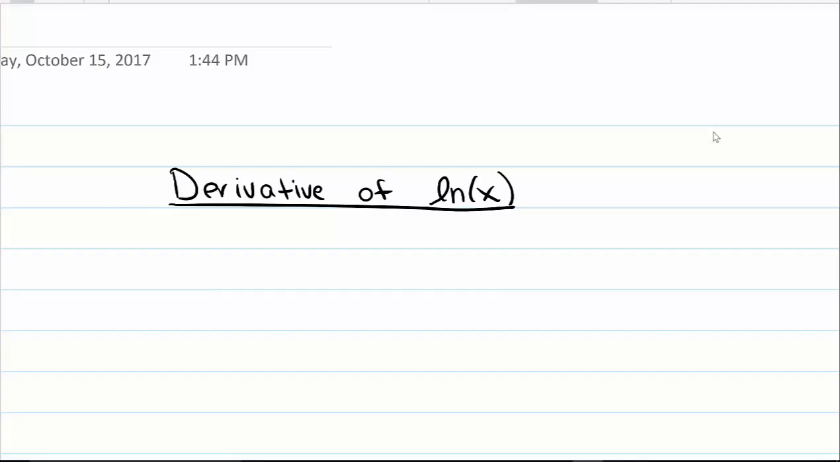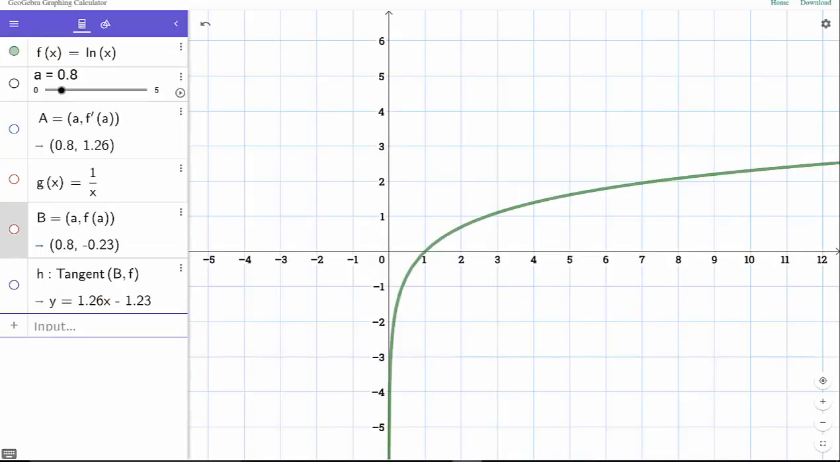Today we're going to look at the derivative of ln of x. And as we all remember, ln of x is the natural log, so it's log base e of x. This is a very special logarithm that we use a lot in math. And so we're going to look at the derivative and then do some neat examples with the derivative of ln of x. So before we get into that, we need to determine what is the derivative of ln of x. So let's take a look at that.